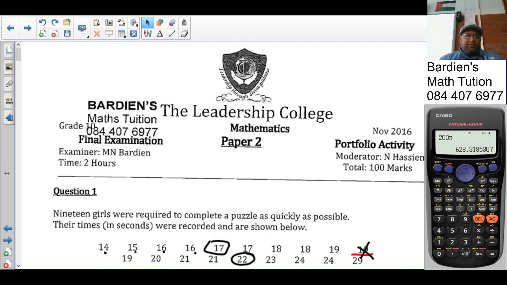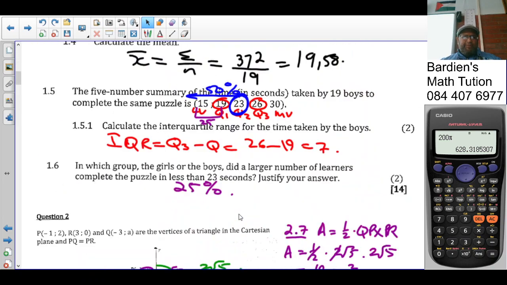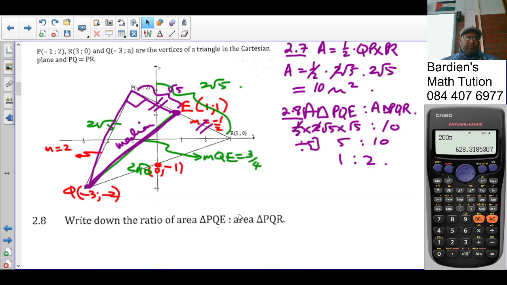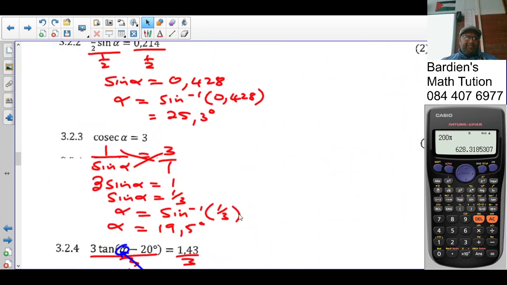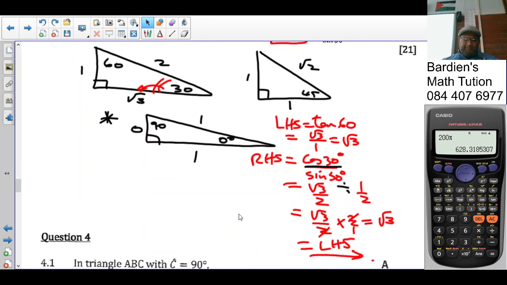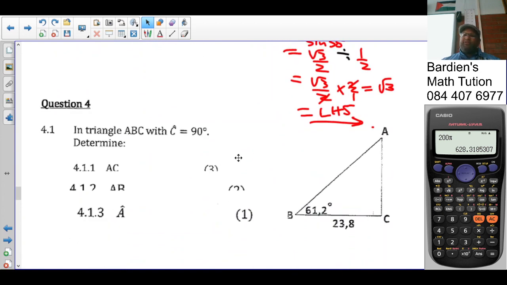Right, good morning. So today we're looking at the Leadership College TLC paper 2. At this point we have dealt with question 1, question 2 and the whole of question 3. Is that correct? Did I start question 4 already with you guys?